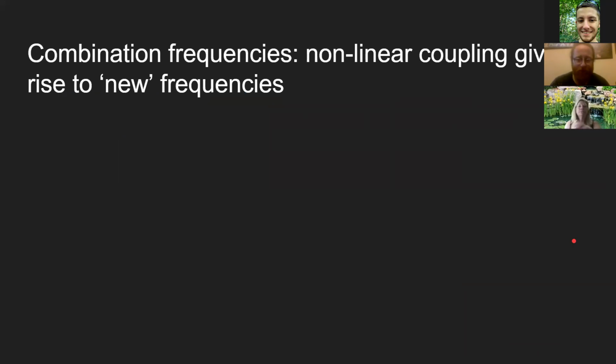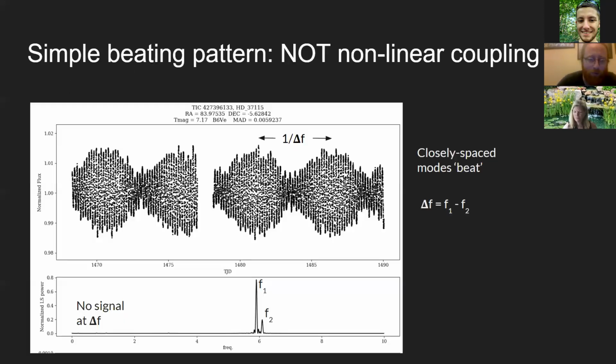So in addition to the location of the groups themselves, of course, there are many frequencies within a group, and those also have important meanings and relationships among other parts of the frequency spectrum. Anytime you have 2 frequencies close together in a star, you will basically always see this beating pattern. This is just a consequence of having 2 closely spaced modes, where the difference in frequency of those 2 modes corresponds to the beat envelope. But this is not nonlinear coupling.